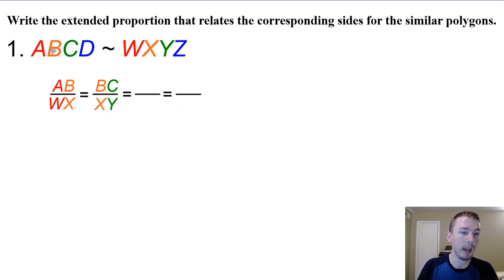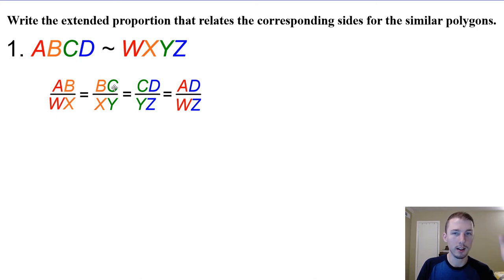So the first 2, AB, goes to the first 2, WX, just as the first 2, BC, goes to the middle 2, XY. And then the last 2, CD, is going to go to the last 2, YZ, and then the first and last, AD, goes to the first and last, WZ. So that's how we could set up our extended proportion. We went left to right, left to right, left to right, left to right. Same thing going here, and then top to bottom, top to bottom, top to bottom. All right, so kind of cool and aesthetically pleasing with the rainbow there.